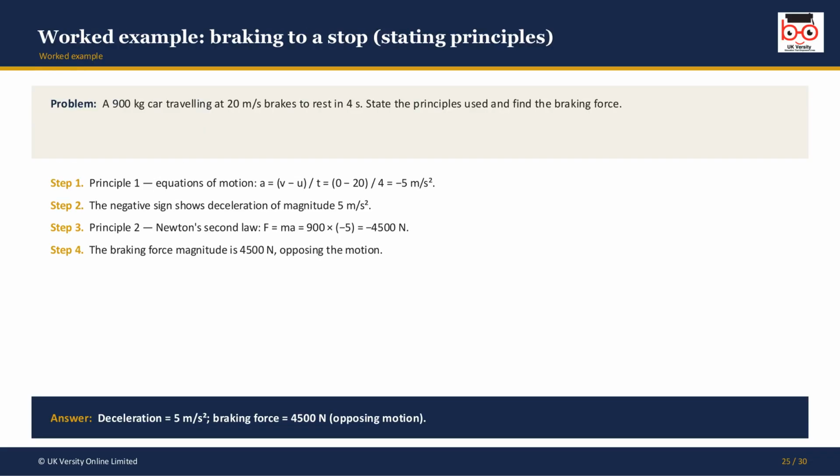Let's follow that method on a braking car, and notice we use two principles. A 900 kilogram car doing 20 meters per second brakes to rest in 4 seconds. First, the equations of motion. The acceleration is the change in velocity over time, 0 minus 20 over 4, which is minus 5 meters per second squared. The minus sign just tells us it's slowing at 5 meters per second squared. Second, Newton's second law, force equals mass times acceleration, 900 times minus 5, that's minus 4,500 newtons. So the braking force is 4,500 newtons, acting against the motion.